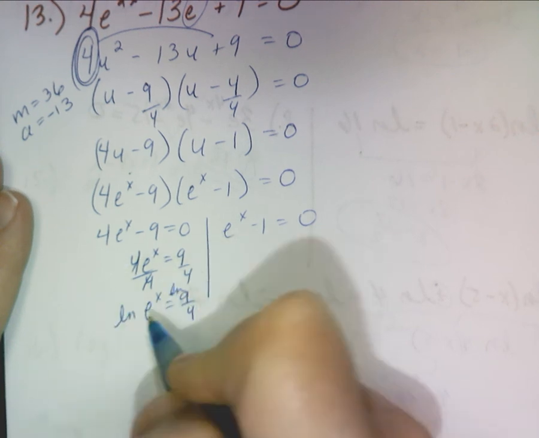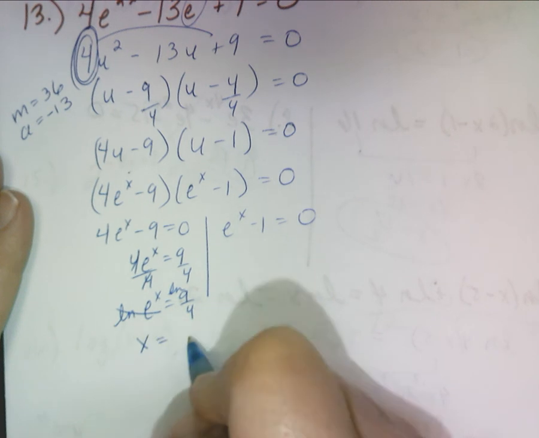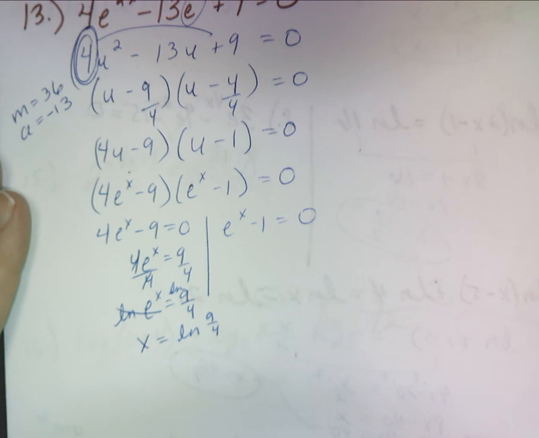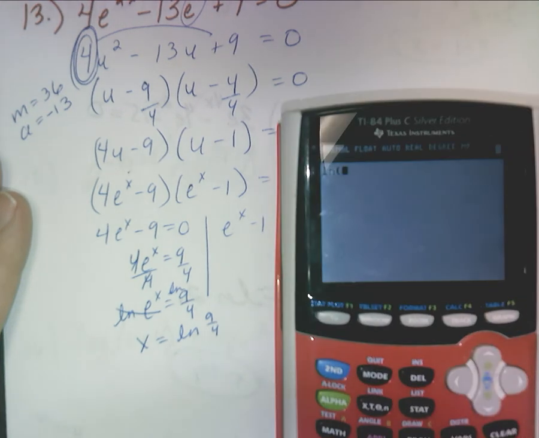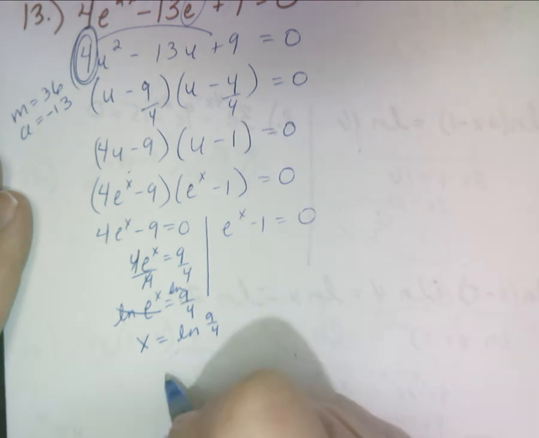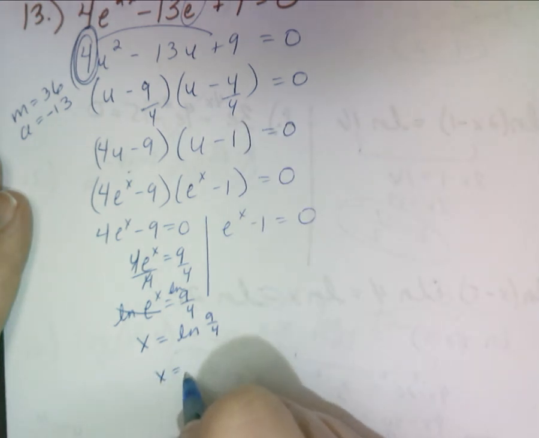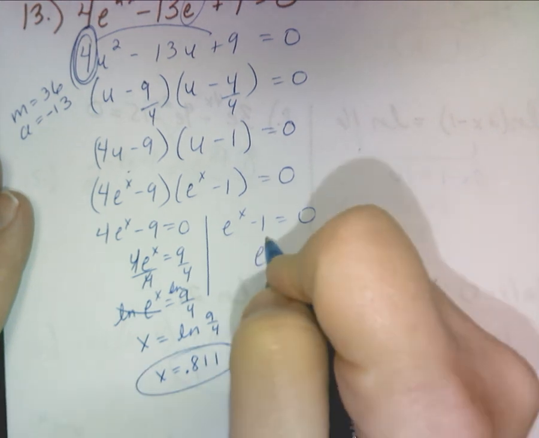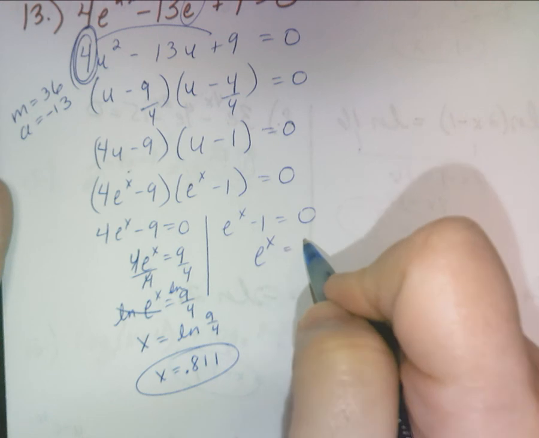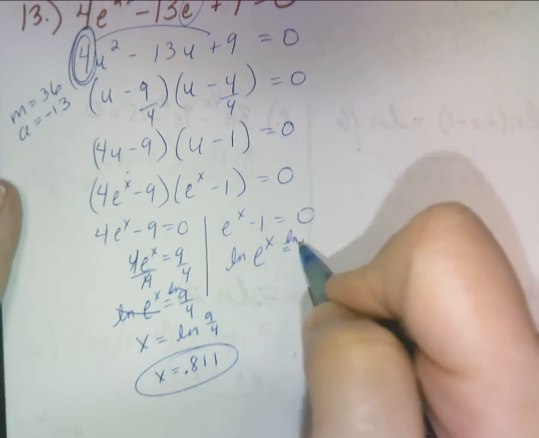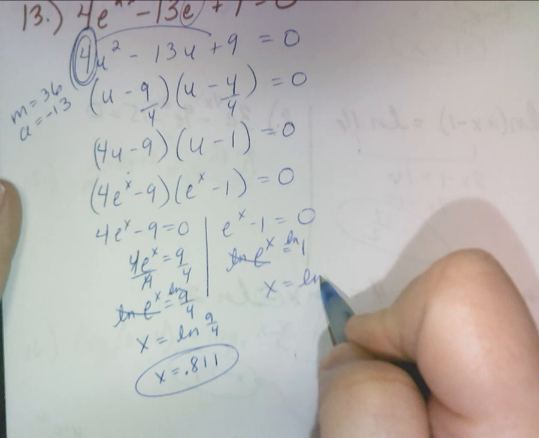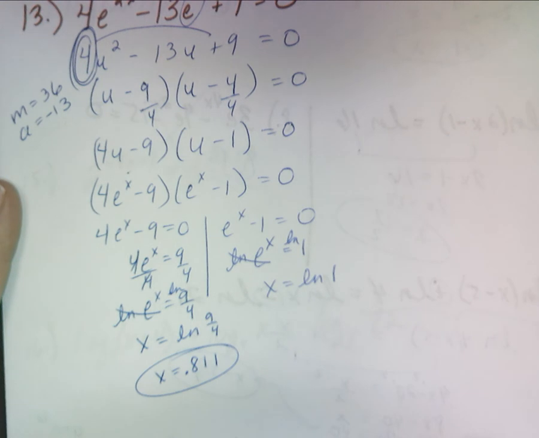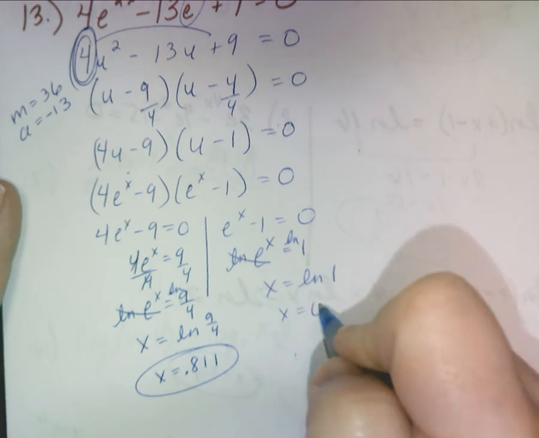Ln it, now that e is by itself. x equals the ln of 9/4. And you can punch that in your calculator and get 0.811. This would be e to the x equals 1, ln both sides. x equals the ln of 1. What's the ln of 1, kids? 0.